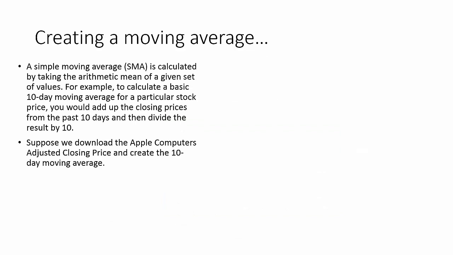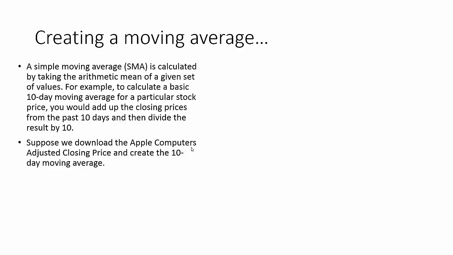Let's create a simple moving average model using real data. Remember that a simple moving average model is calculated by taking the arithmetic mean of a given set of values. Since we're doing a 10-period moving average, we're going to select a stock that we're all familiar with. Our example is going to use that stock price to calculate a basic 10-day moving average. All we're going to do is add up the closing prices from the past 10 days, divide the result by 10, and repeat that process throughout the data set.